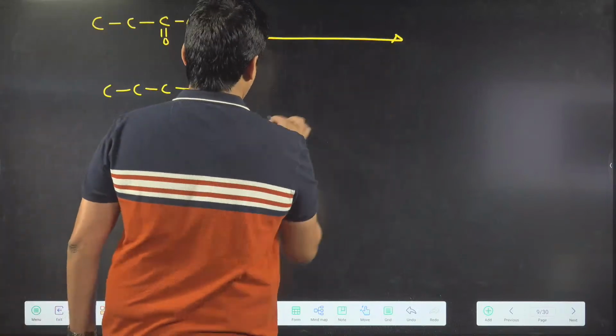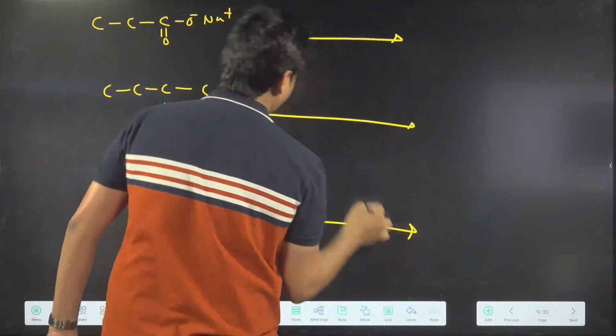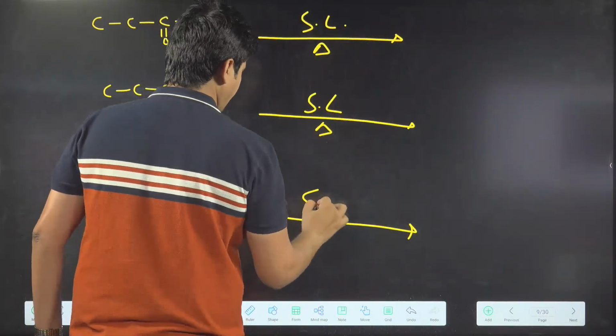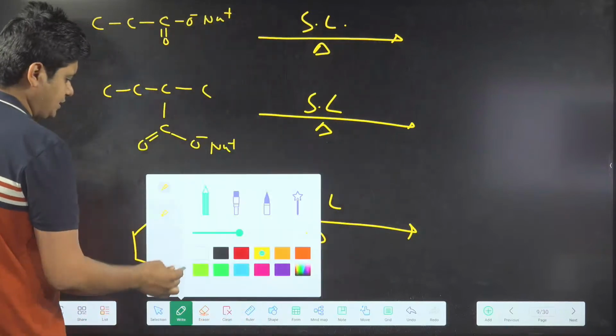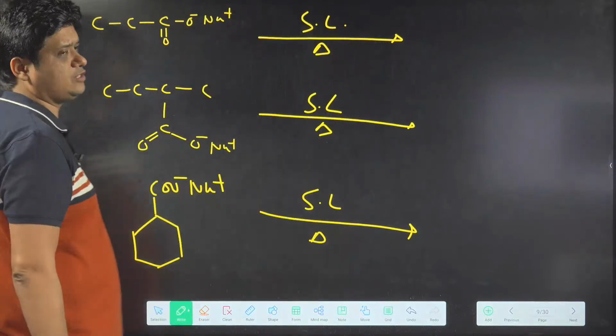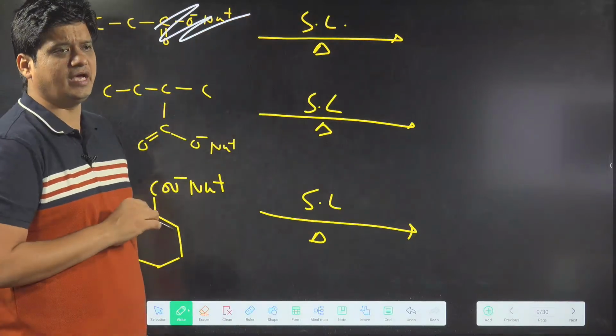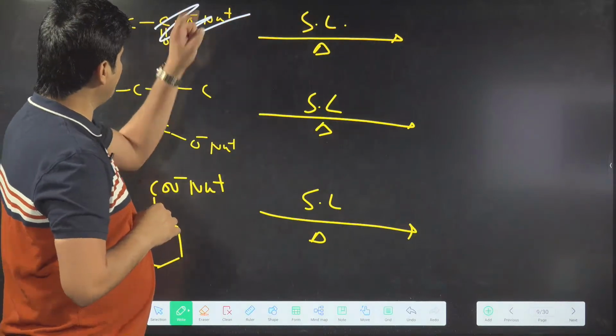These are given. All are heated with soda lime. What is our trick to find the product? Remove this group and satisfy the valency by hydrogen. So if I remove this group, what is left?